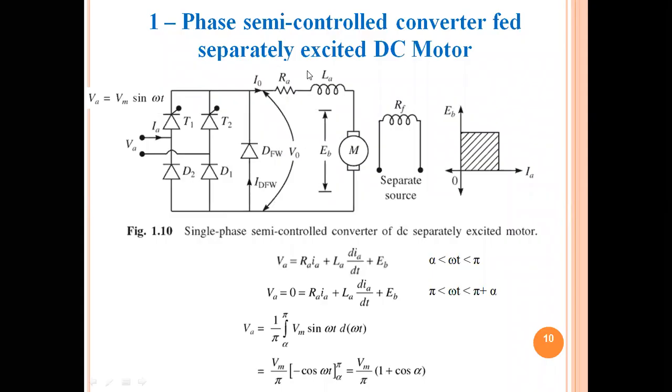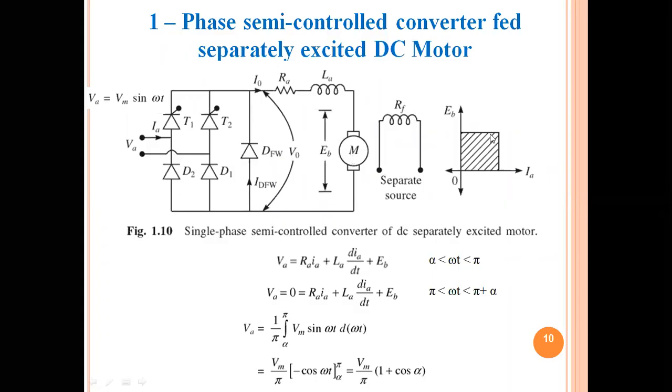And this is the motor section. RA is the armature resistance, LA is the armature inductance, and this is the motor. And the motor produces a back EMF, which is EB. And the field is taken separately. RF is the field winding representation, and a separate source is used to excite this field winding. This field winding is used to excite this armature winding of the motor.